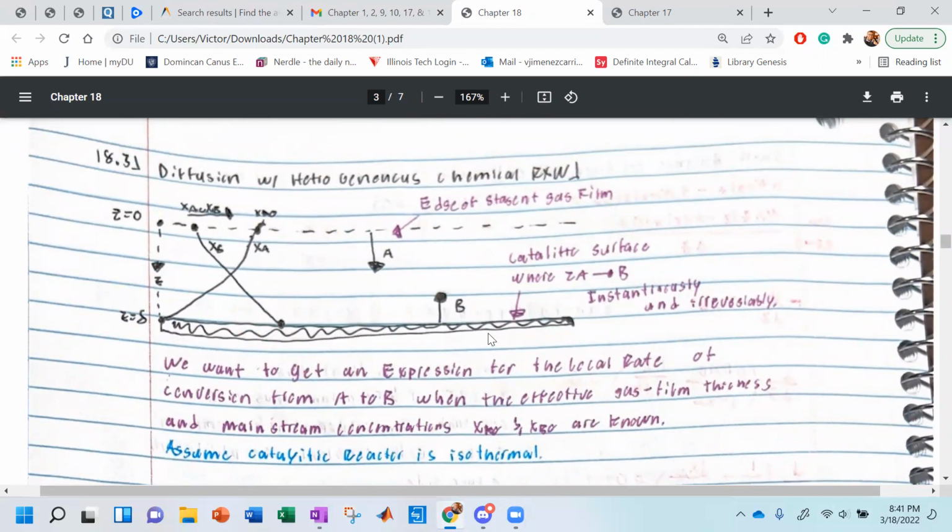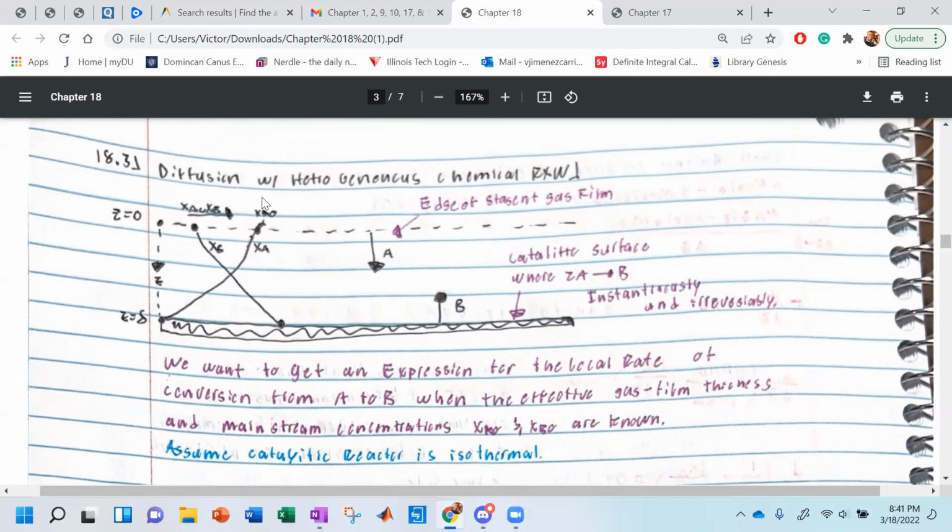We have a catalytic surface where 2A turns to B instantaneously and irreversibly. The top is the edge of a stagnant gas film, so diffusion is going to happen through that. And it's coming through A, and B is going up. You have a nice set to picture. At the top is z equals 0. At the bottom is z equals a random number. We don't know the length.